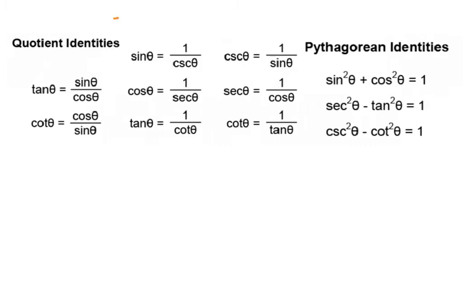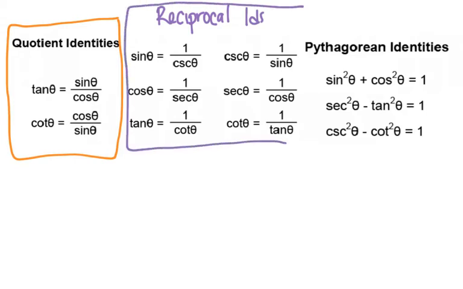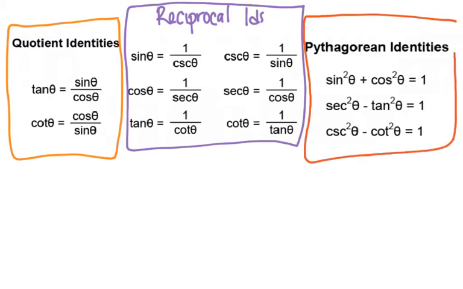Alright, so over here, these are your quotient identities that you need to get used to. I don't know what happened to these. It had a title. So these are your reciprocal identities. And this is what we looked at yesterday. These are the Pythagorean identities. So these are, I didn't list them all.